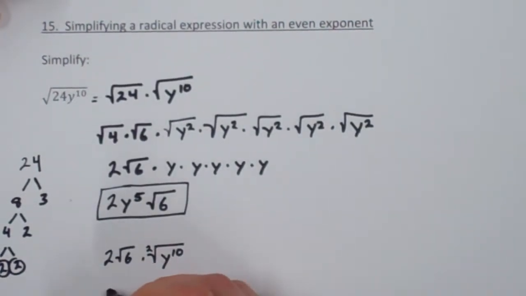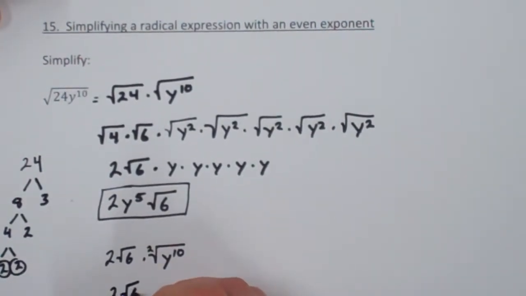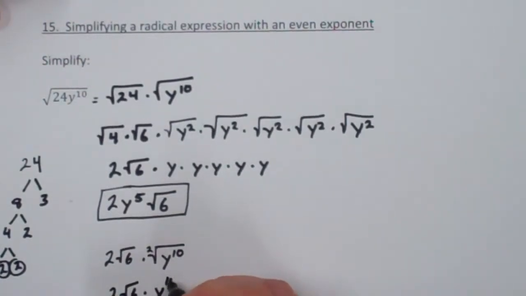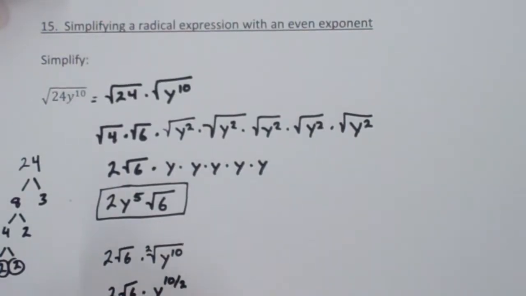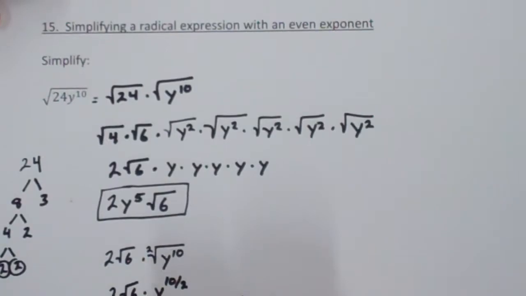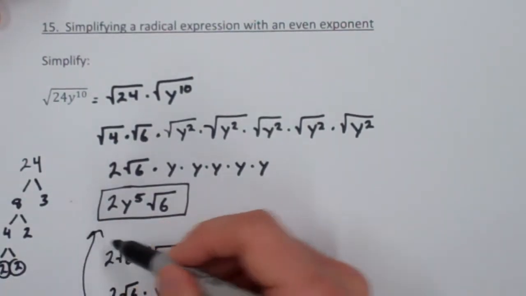So in other words, this would be 2 root 6 times y to the 10 over 2 power. And 10 over 2 is 5, so we can go ahead and bring that out to the front, and then the square root of 6 needs to stay underneath. And we get the exact same thing that we had before.